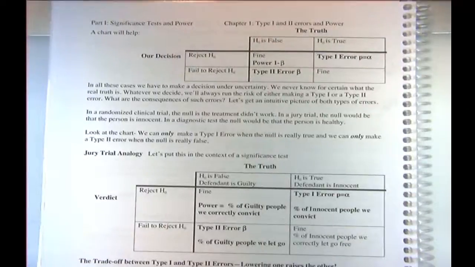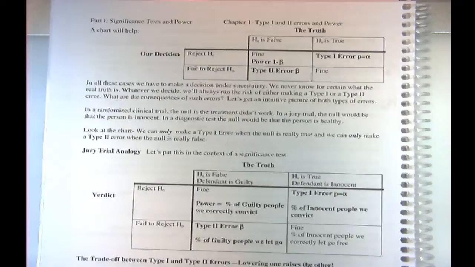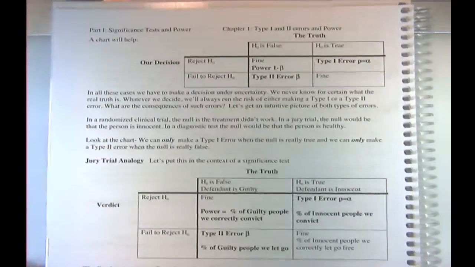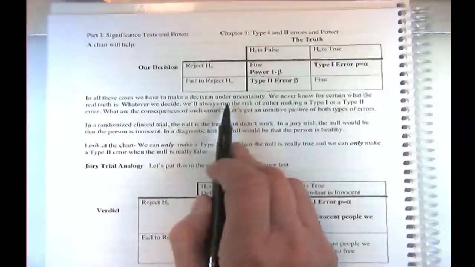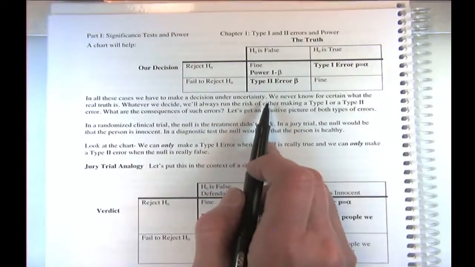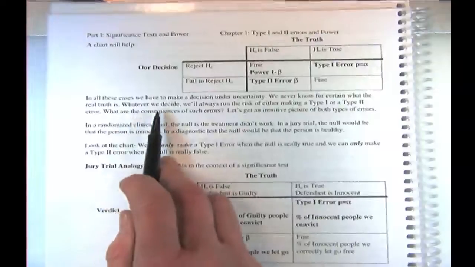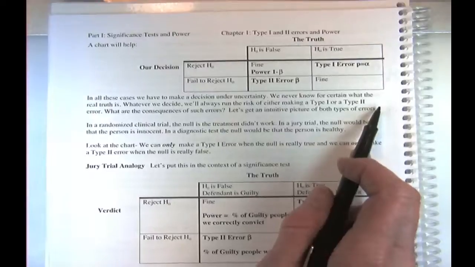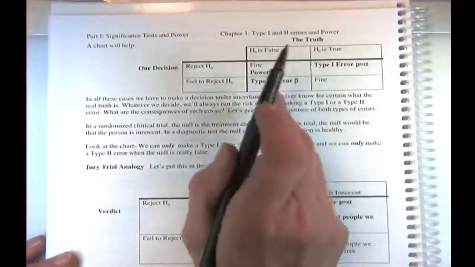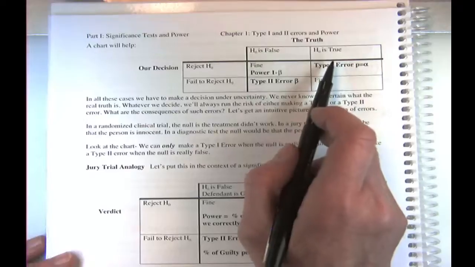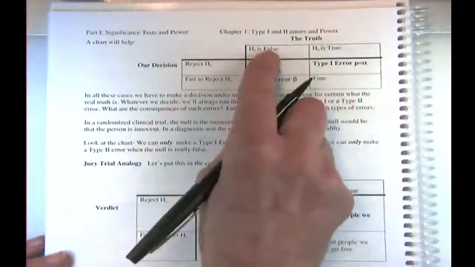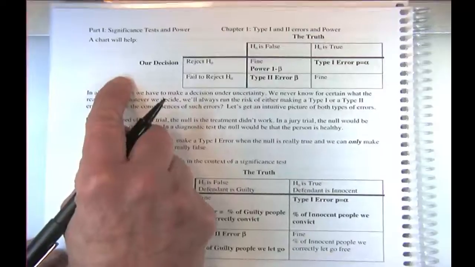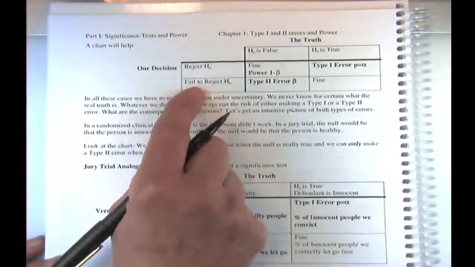And let's turn the page and get some language down. Now, the language is kind of annoying because there's all these double negatives, so I'm just going to try to help you remember it. So basically, in all these cases, we're making a decision under uncertainty. We never know for certain what the real truth is. Whatever we decide, we'll run the risk of either making a type 1 or a type 2 error. So basically, there's some truth. And either H naught is true, nothing is going on, or something's going on. And then we make a decision. And we either decide to reject H naught or fail to reject it.